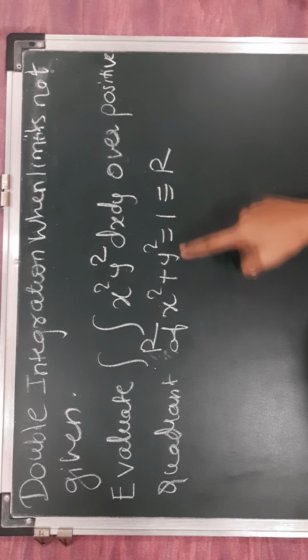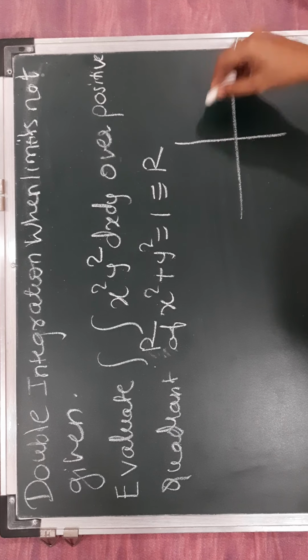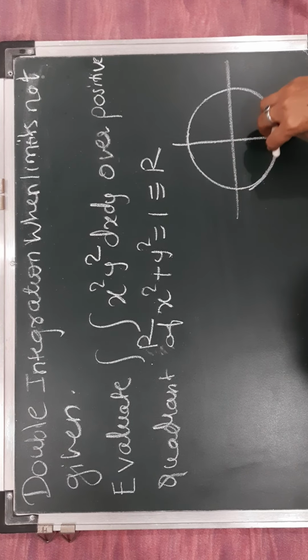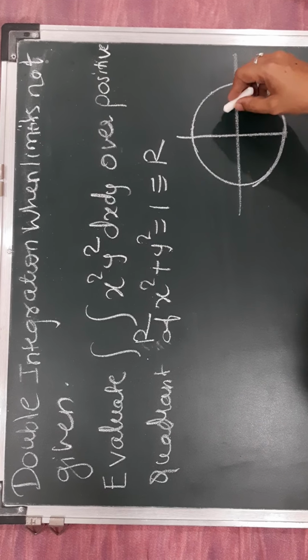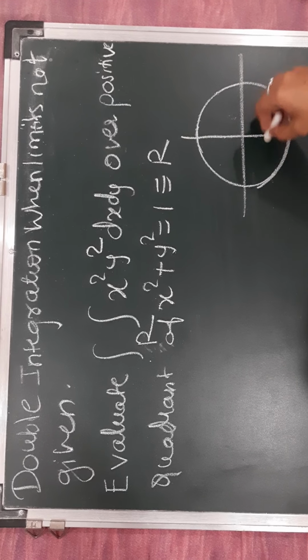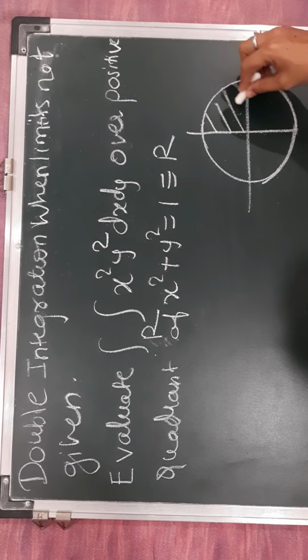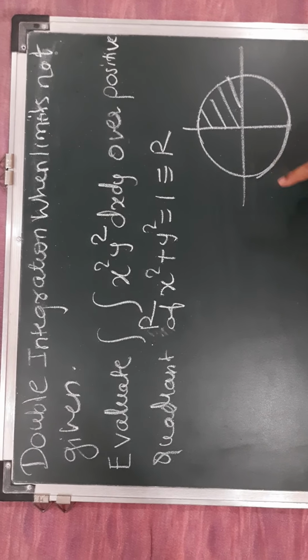This is your region. So what does x square plus y square is equal to 1 represent? It is a circle. So this is your circle, and now this is your entire circle. But what is said? Over positive quadrant of this. So this is the positive quadrant. These are not the positive quadrant. So you are asked only this much area. So this is the area which is asked. Now from this I have to find out the limits of x and y.